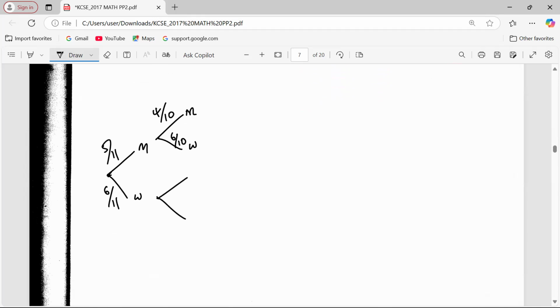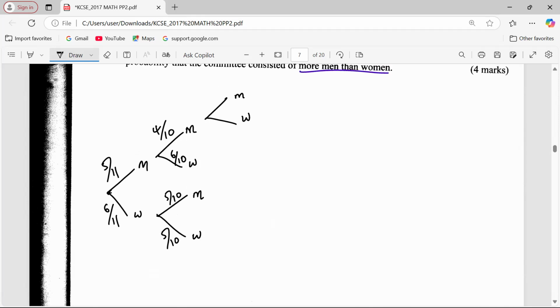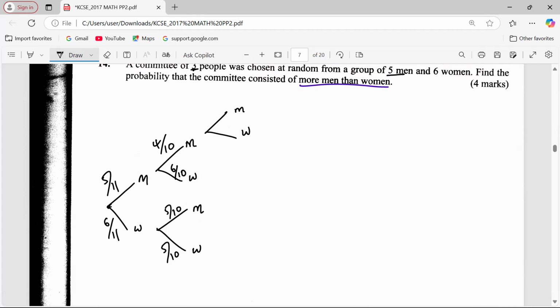Then when we had chosen a woman, we can pick a man or a woman again. Picking a woman again will be 5 over 10. So that for men, 5 over 10. Then if we had picked a man here, we can still pick man or woman. Picking a man for the third time shall be 3 over 9. Then this will be 6 over 9. If we had picked a woman, picking a woman again will go down to 5 out of 9, so that here we have 4 over 9.